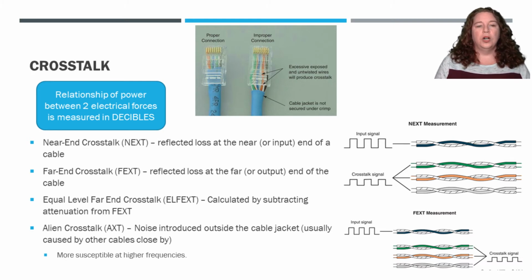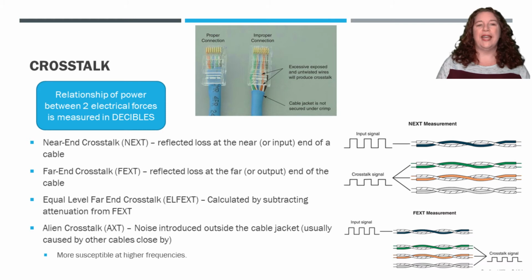In your equal level far end crosstalk, what we do in this one is we subtract the attenuation from the far end crosstalk, or from the reflected loss that's at the far end. So remember, attenuation is that loss of signal. We can subtract that loss of signal from the far end crosstalk to get an equal level. And we use this in some ways to describe how much crosstalk.